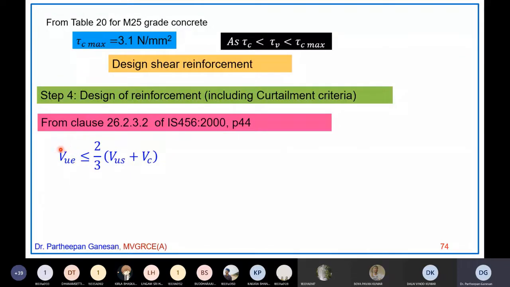Then you can do the curtailment of bars. So the shear at this section should be less than 2/3 of the total shear, including the web shear reinforcement, that is the vertical stirrups, and this is taken by concrete. Now you can rearrange this equation, because I am interested to find out VUS. So I can take this side 3/2 like that, and the symbol will change. VUS is equal to 3/2 minus VC. Is that clear? Is there any doubt here?